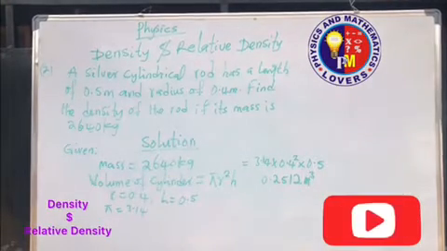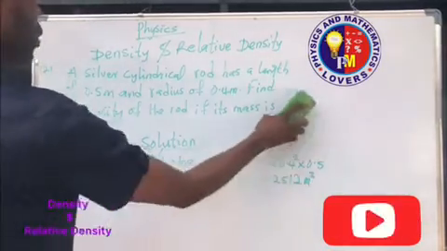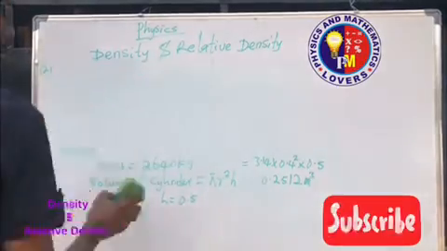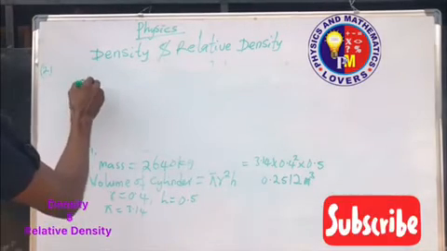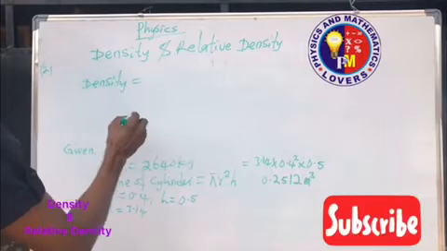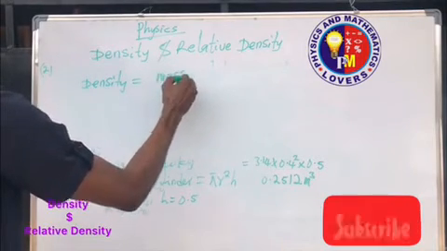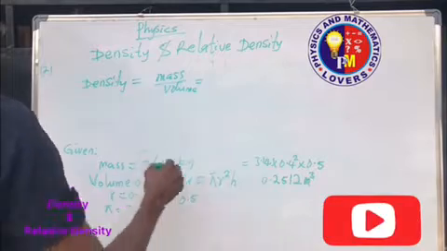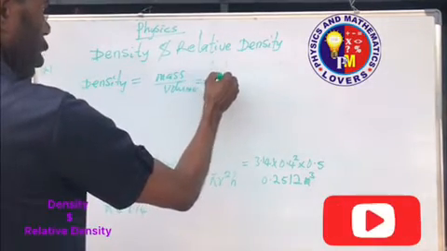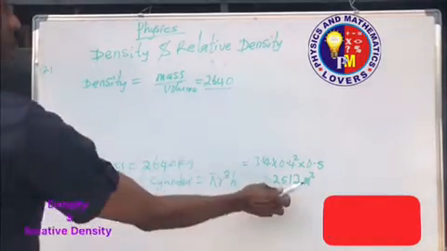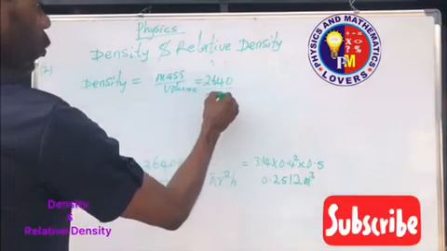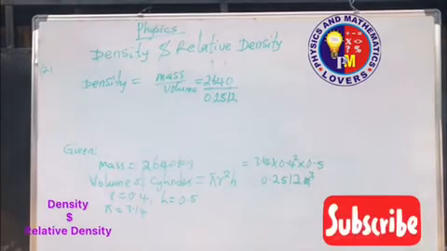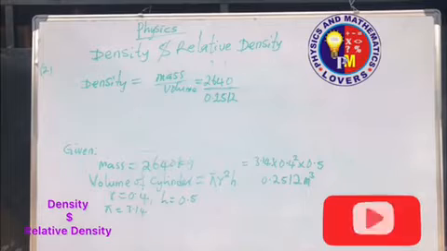The next thing now, you bring your formula for density. Your formula for density is mass over volume. So density is equal to mass over volume. At the end of the day, we have our mass to be 2,640 over our volume we just calculated, 0.2512. Let's divide, press your calculator, so that the answer will be in kilogram per meter cube.